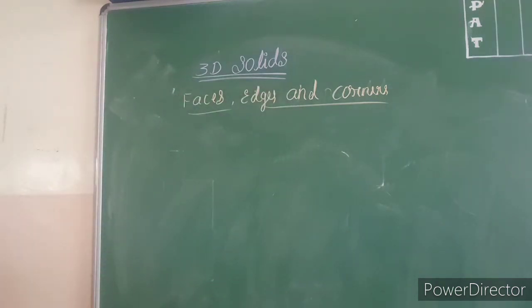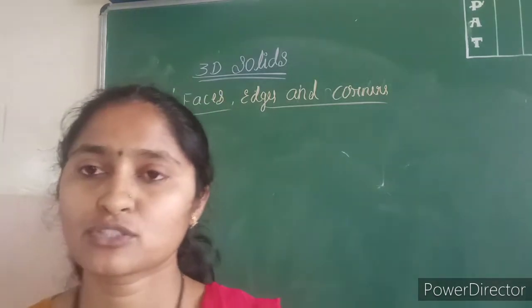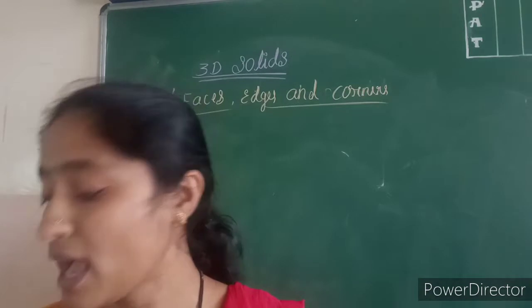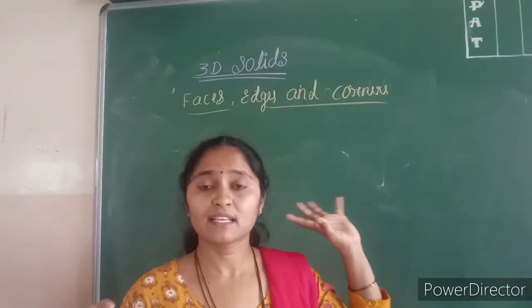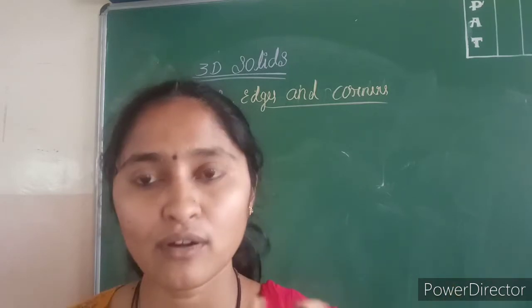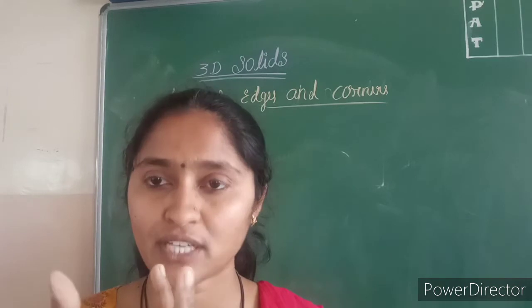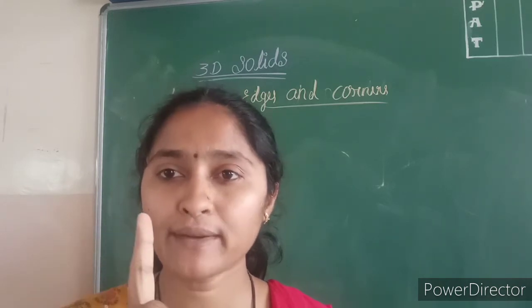Next we have sphere. Sphere, I am sorry I don't have a ball here to show you. Sphere is like a ball. It doesn't have any edges or any corners. It just has one face. Okay, it's in a round shape, so it has only one face.